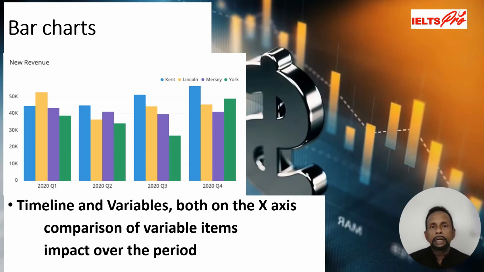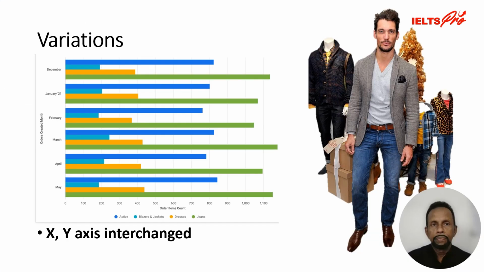This is another type of bar graph where timeline and variables are both present on the x-axis. In this case, we need to make comparisons of variable items as well as impact over the period of time.